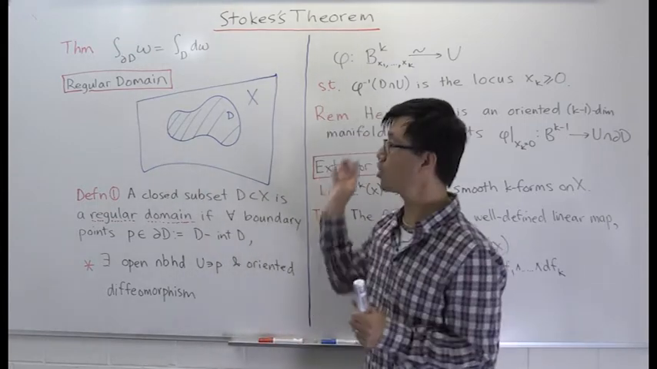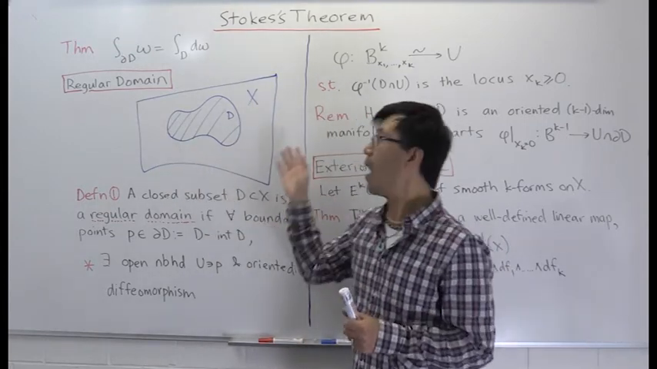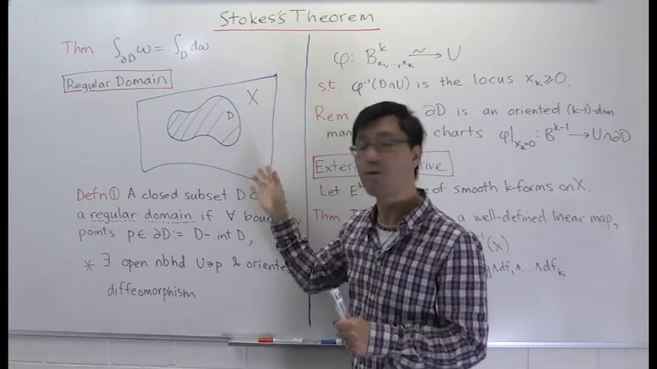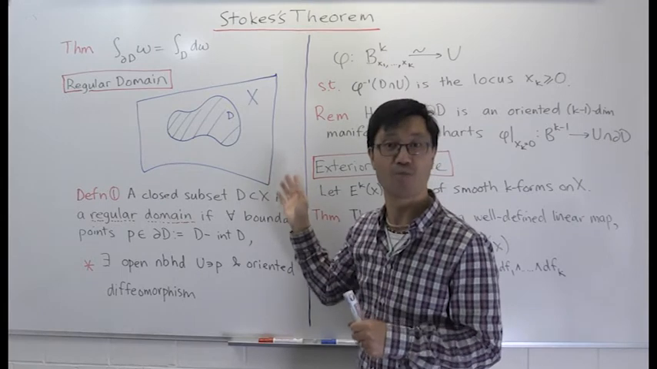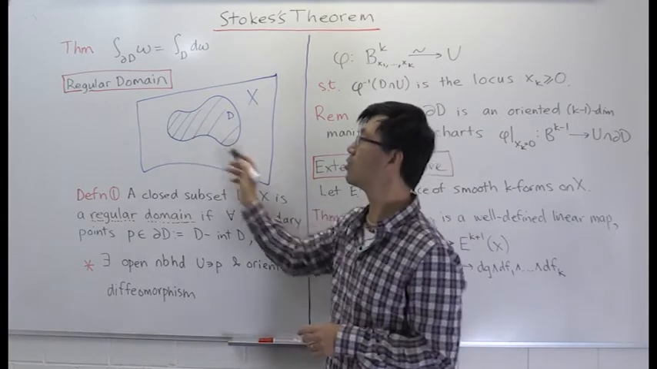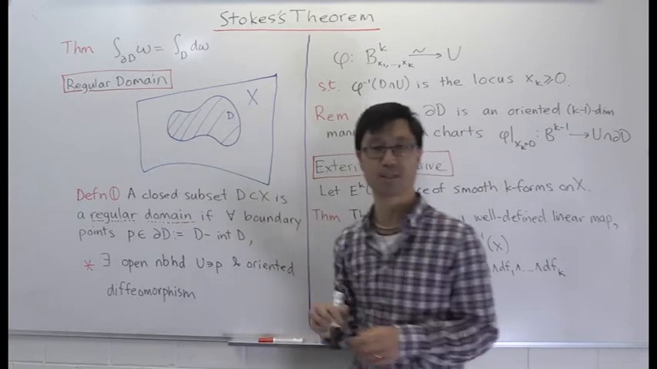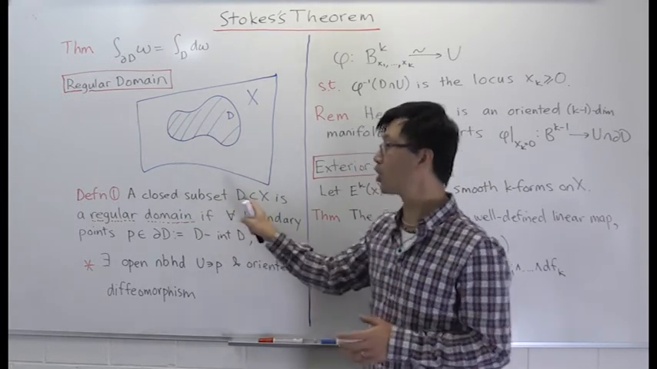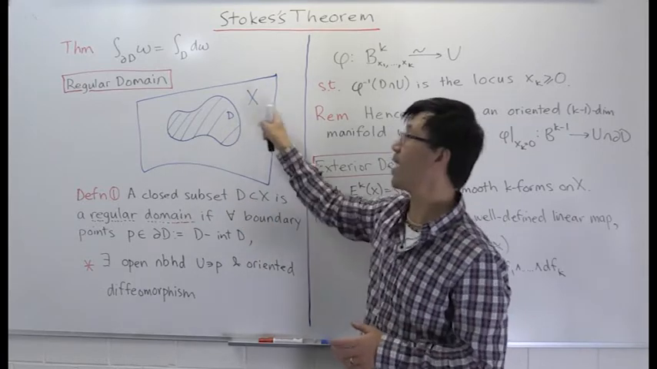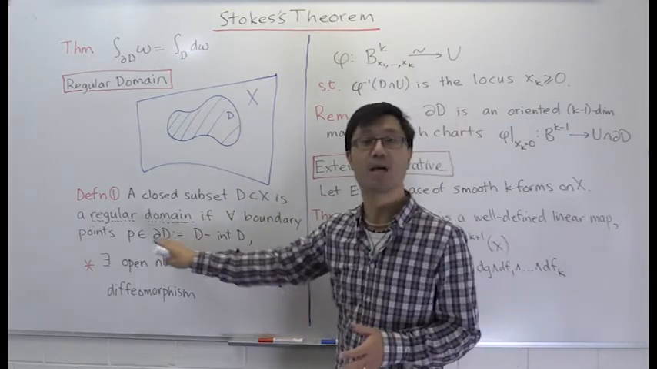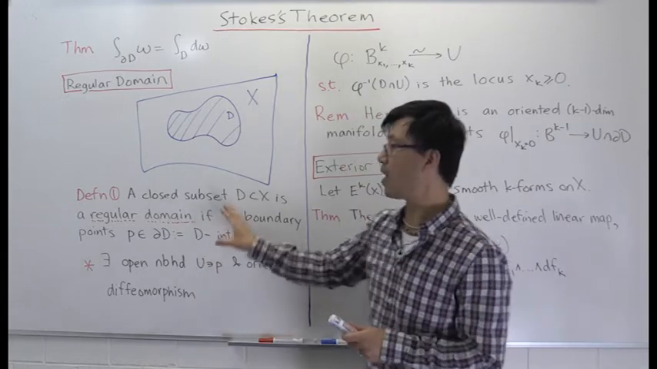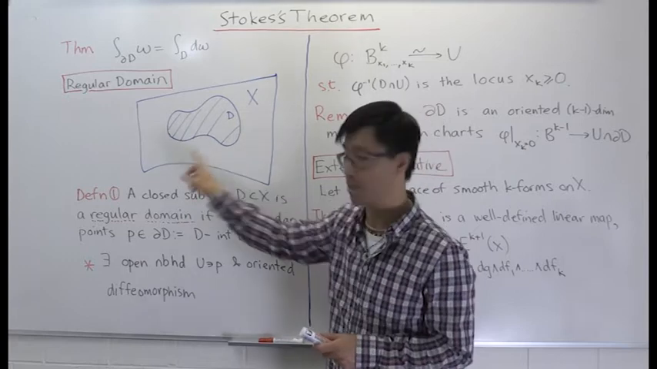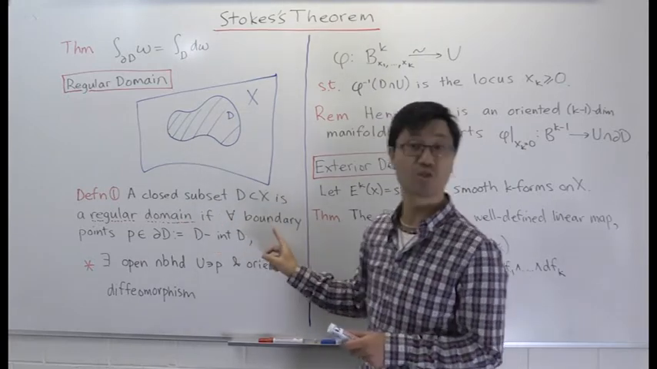And the picture that you should have in your mind is like this, just as when you look at Green's theorem in the plane and also Gauss's divergence theorem. So you should think of a regular domain as something like this. More precisely, the definition is as follows. Suppose you have a closed subset D of your manifold X. We're going to say it's a regular domain if it satisfies this extra condition here, which is essentially a condition on the boundary.